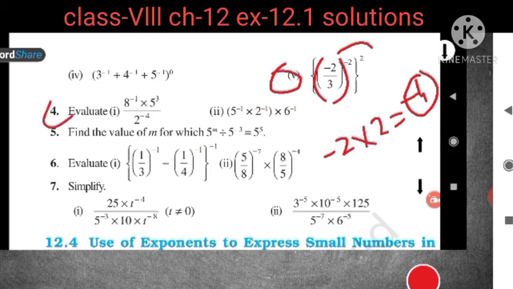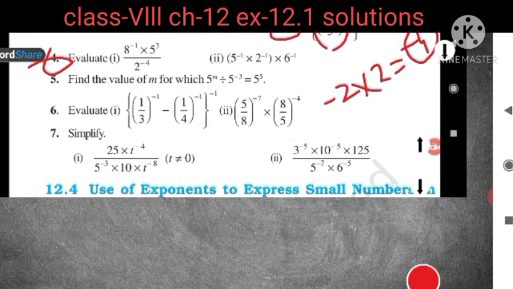Now come to question number 4. So question number 4 is given what? 8 to the power minus 1 multiplied with 5 to the power 3 and 2 to the power minus 4. So first you will make the power positive, isn't it? If you are making the power positive, that means 8 to the power minus 1 will become 1 upon 8 to the power 1. Then multiply with, that means this will be in the denominator, and 5 to the power 3. What is remaining in the denominator? 2 to the power minus 4.